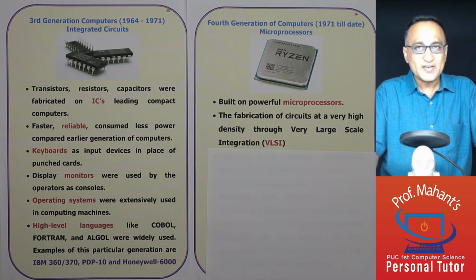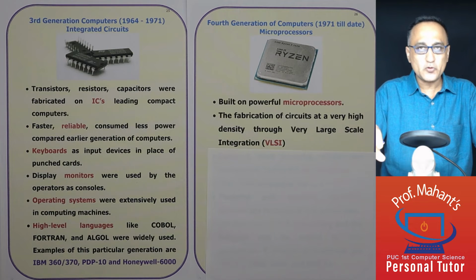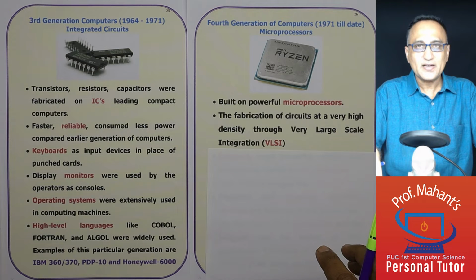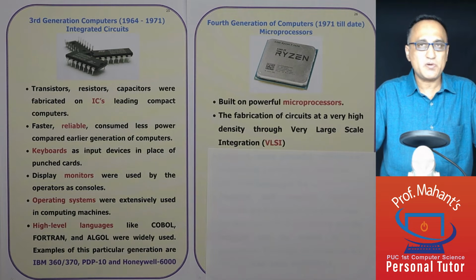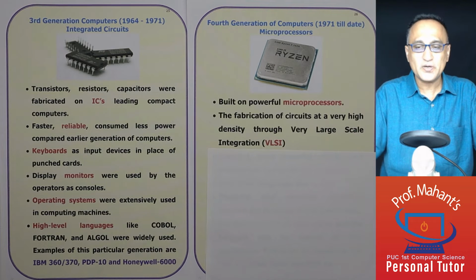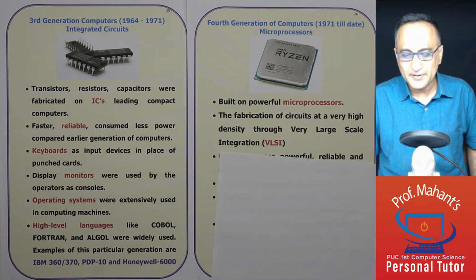Now, you need to understand a technical term called integration, large scale integration. Suppose you can fit 10 transistors per millimeter. In very large scale integration, you may be able to fit 10,000 transistors per millimeter. As a consequence, the size of the circuit becomes smaller, it consumes less power, and it is more powerful because in a smaller space, more powerful machines can be built.